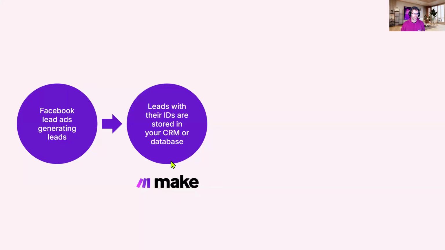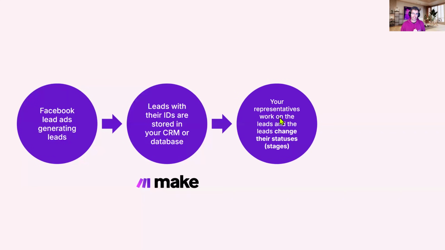Okay. And as I said, we are going to use Make. In my case, I'm going to be using Salesforce because that is usually the go-to CRM, or sometimes it is HubSpot, right? But these two big names usually lead the stats. So once the leads are in the CRM, then obviously your representatives like AEs or BDRs are probably going to start working on those leads. And eventually the statuses or stages of the leads are going to be changing, right?